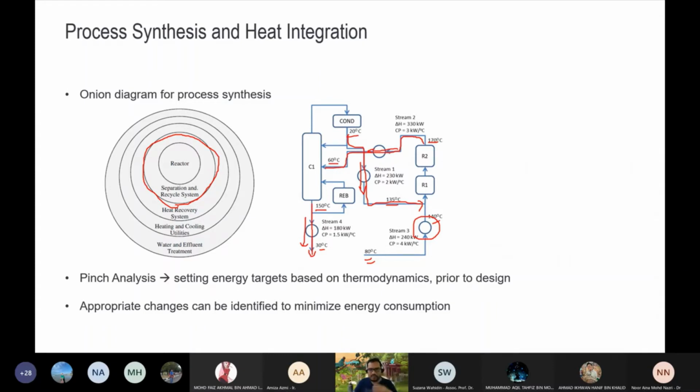And this information is necessary to go to the next step, which is the heat recovery system, which is then going to be used for heating and cooling utilities. So these two layers are very much related to each other.